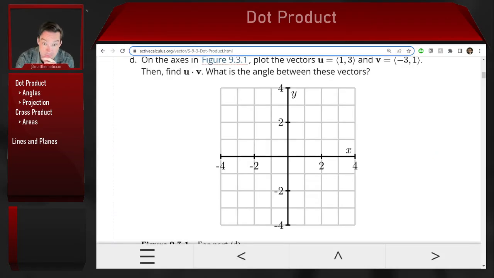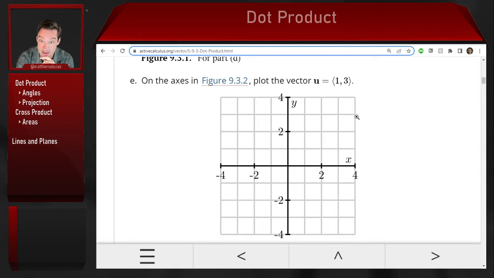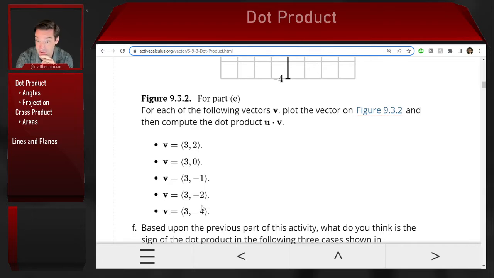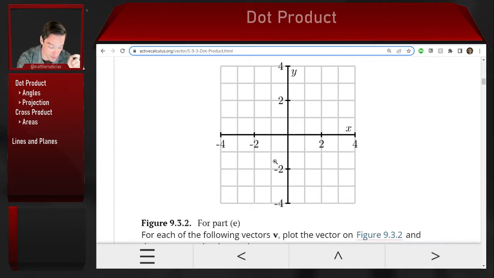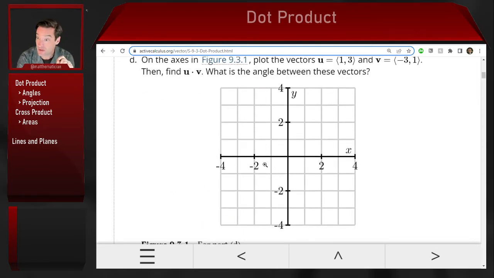And so in part D, you're asked to plot the vector 1, 3 and the vector minus 3, 1 and find the dot product. What is the angle between those vectors? And then to repeat using 1, 3 as one of the vectors and then using a selection of 5 other possibilities for the second vector. So this is why I like using a calculator to do this part, just so that we're not spending all of our time on arithmetic. And so the main question here that you're addressing is, what does the dot product of two vectors tell us about the angle in between those vectors?